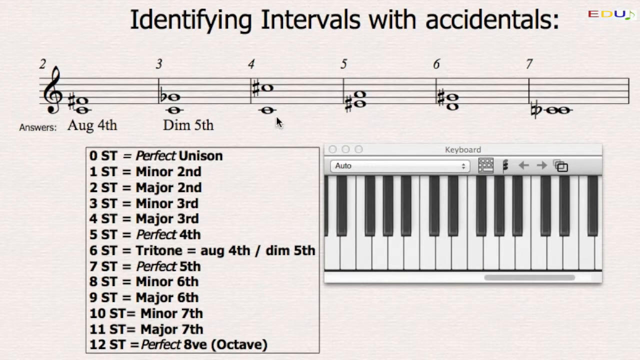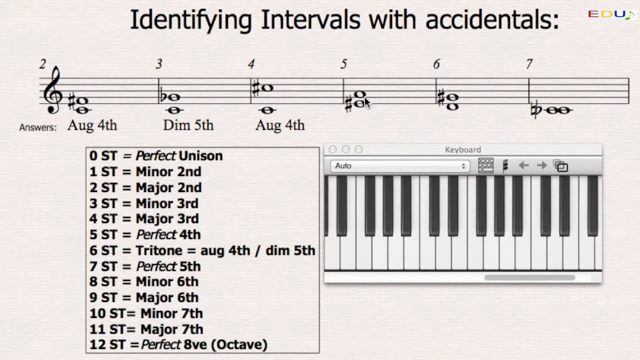Let's check out the next interval. From C to C we find a perfect octave. The sharp in front of the C, however, makes the interval bigger, so we are dealing with an augmented octave.